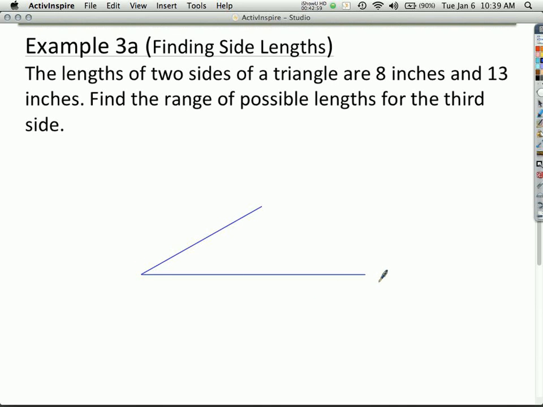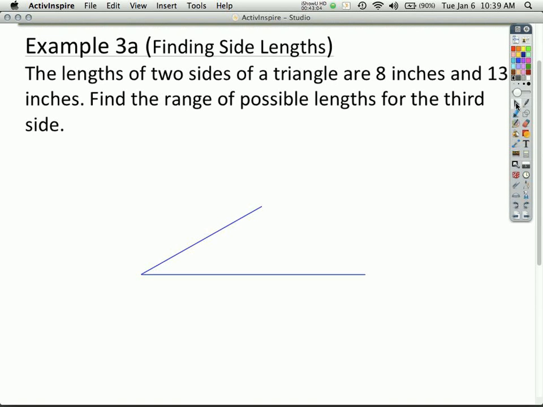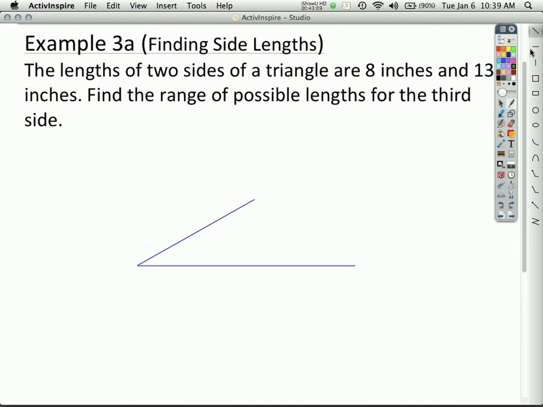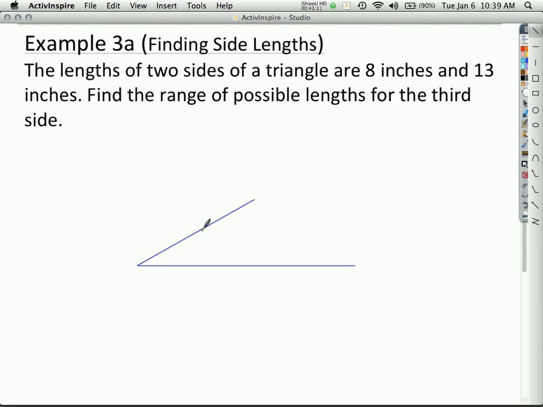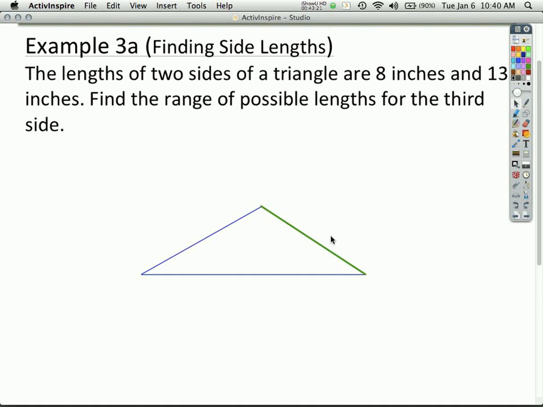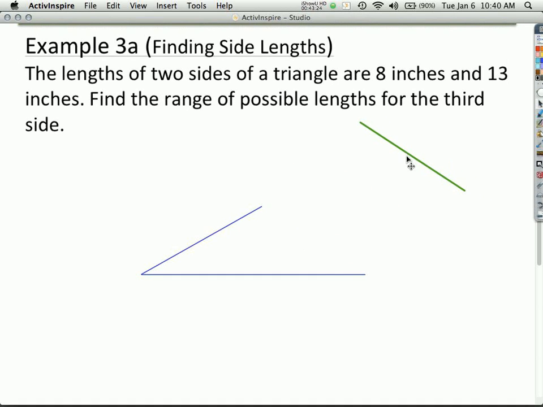So the question is, what would the length of the third side have to be? You don't have to write anything yet, just watch. So here's the third side right now. If I have the lines exactly like this, then the third side will go from there to there. Okay? So that's the length of the third side. So that's one possibility. Okay? So let me turn this. So that's one possible length.